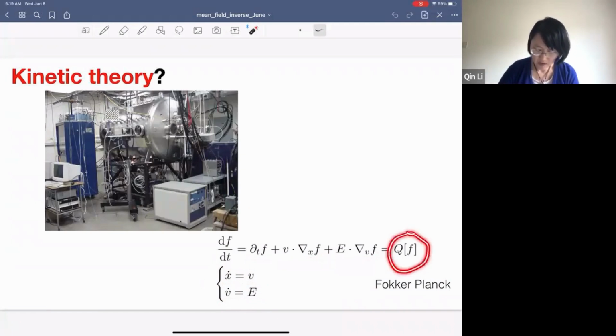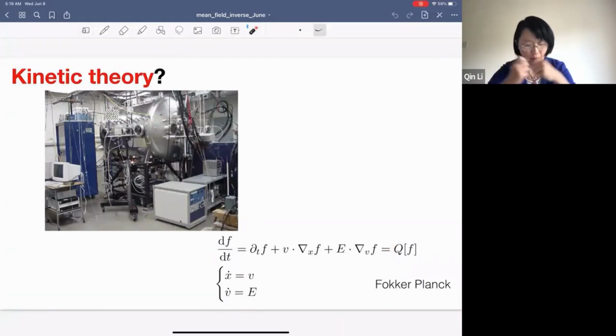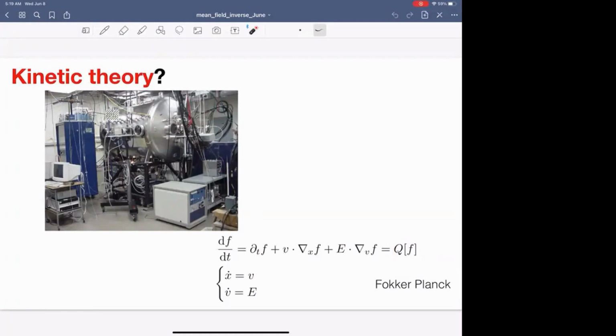On the right-hand side, we have the collision operator. That is how particles really bump into each other and collide with each other and then change velocities, etc. For the right-hand side, we usually use a Fokker-Planck operator. So that's one way to describe plasma.